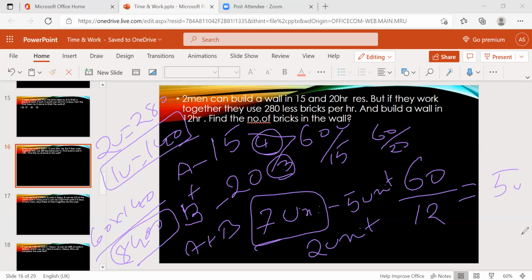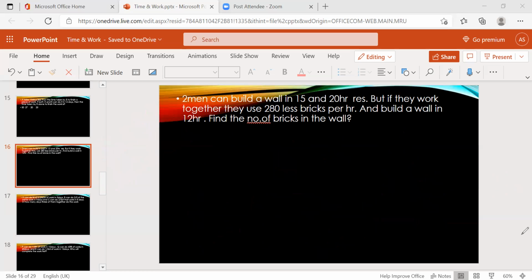Do you understand? One more time, I'll just explain. See, listen carefully. Very interesting question and very important question here. The previous paper questions, right? So actually they're asking bricks. How many bricks in the wall? Not for the days. And first, A can do in 15 days and B can do in 20 days. Take the LCM. 60.